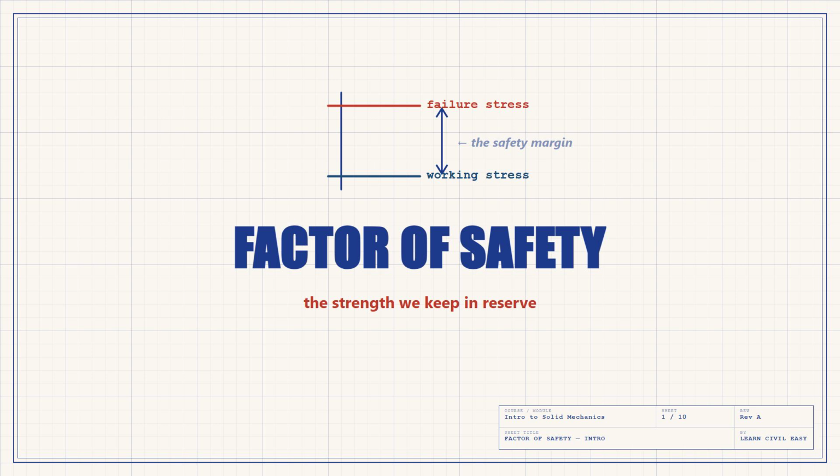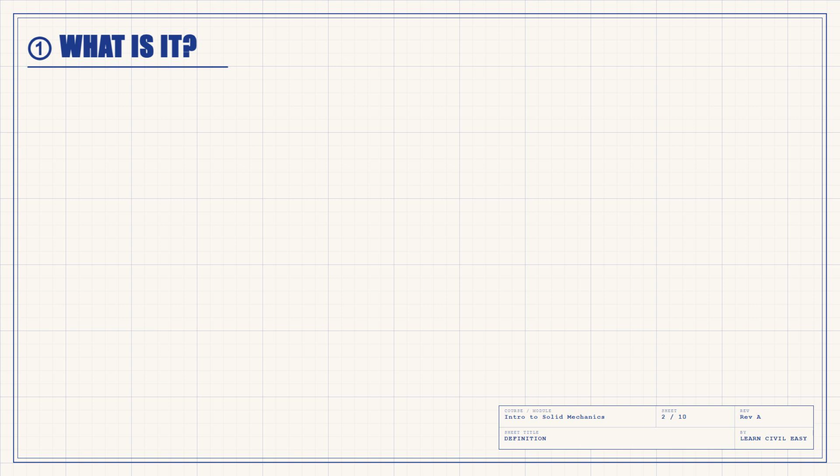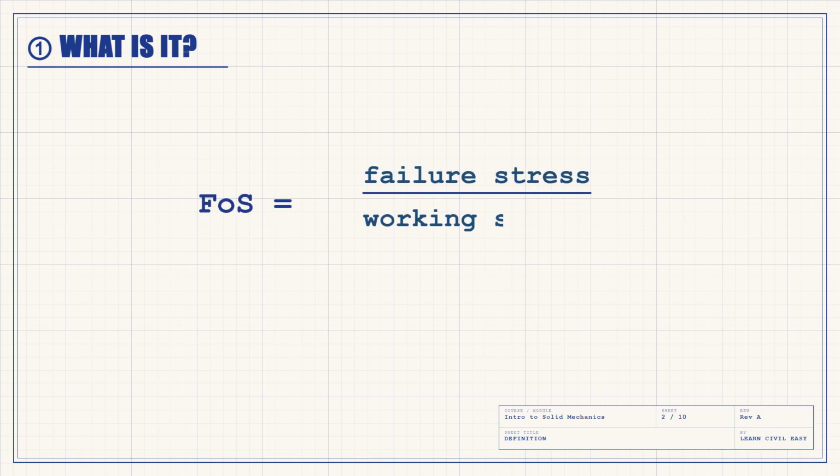Let's draw it out. Every material has a stress at which it fails. We never let our part reach it, instead, we work at a much lower stress. The factor of safety is just the ratio between the two. Factor of safety equals failure stress divided by working stress. So a factor of safety of 4 means the material is 4 times stronger than the stress we actually allow.